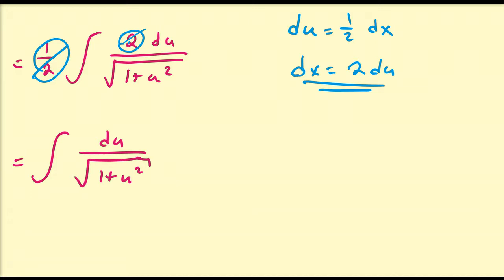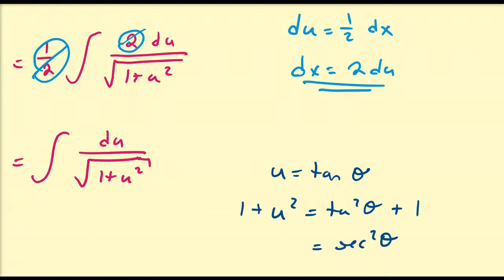So now we're going to let u be equal to tangent of theta. If that's the case, then u squared is going to be equal to tangent squared theta. We can add 1 to both of these sides, and that's going to give us secant squared theta.